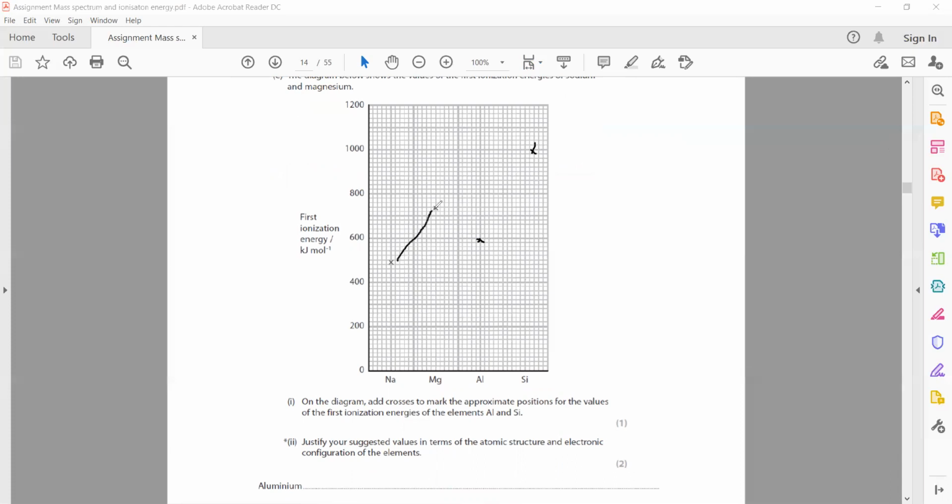And why is there a dip here from second to third? That's because of the shielding effect of different orbitals. Same shell, but different orbitals are used.